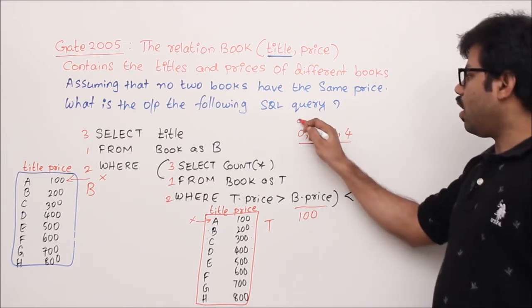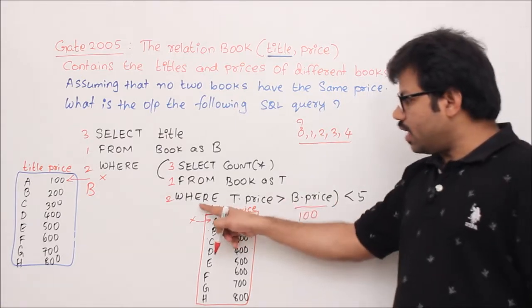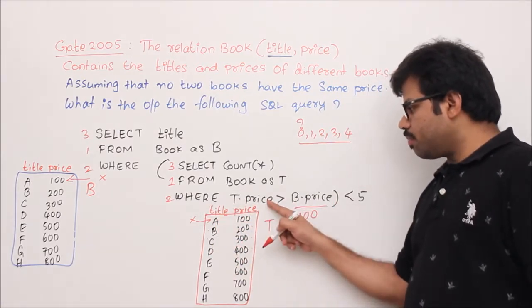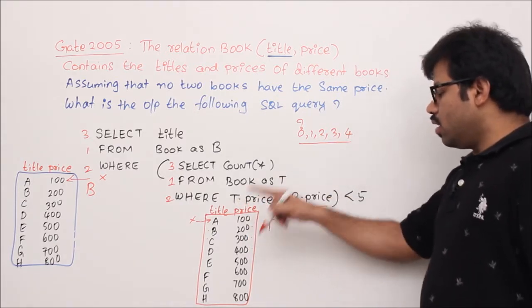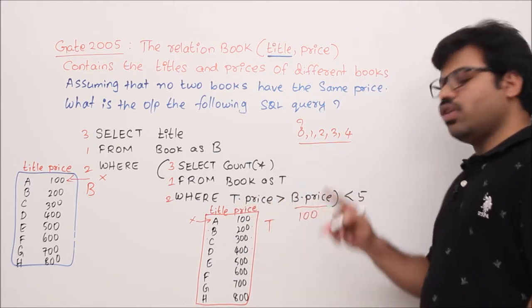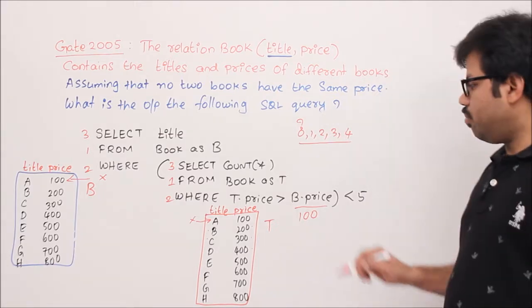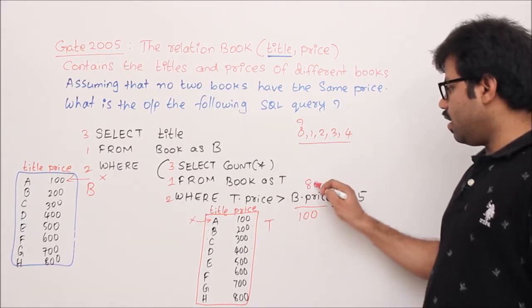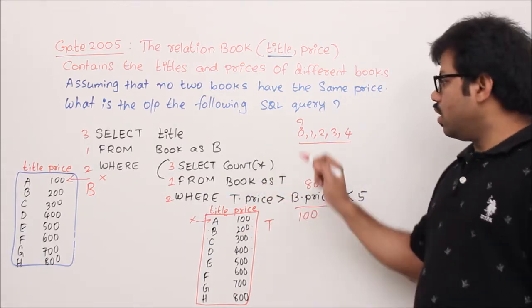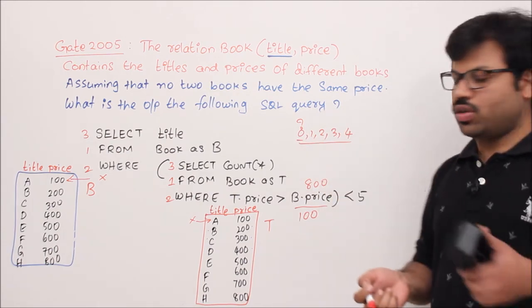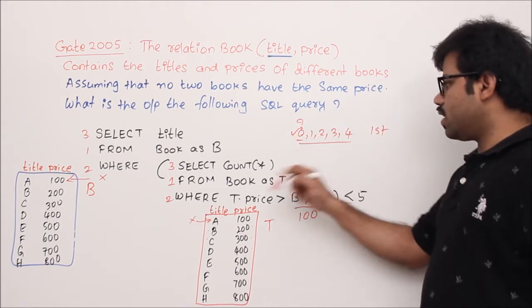Ask yourself, when will count star become 0? Then this where condition should be always false. If this where condition is always false, then no book's price should be greater than the substituted book's price. That means your book should be the book with the highest price. For example, your book price is 800. Then for all other tuples, every time the condition becomes false and count becomes 0. Then what is the property of your book? Highest book. So finally, only the first highest gives count 0 and is printed.